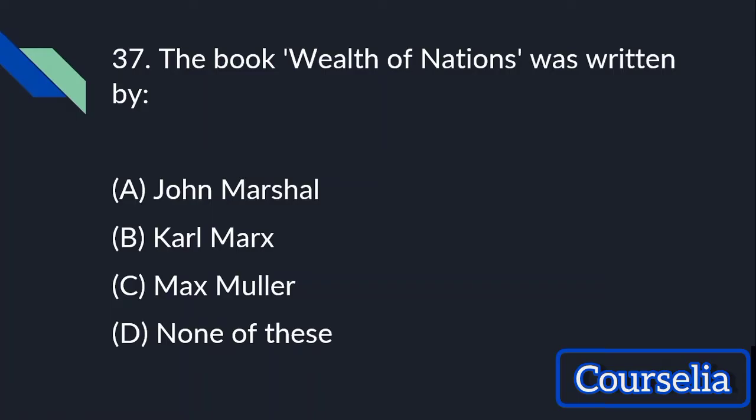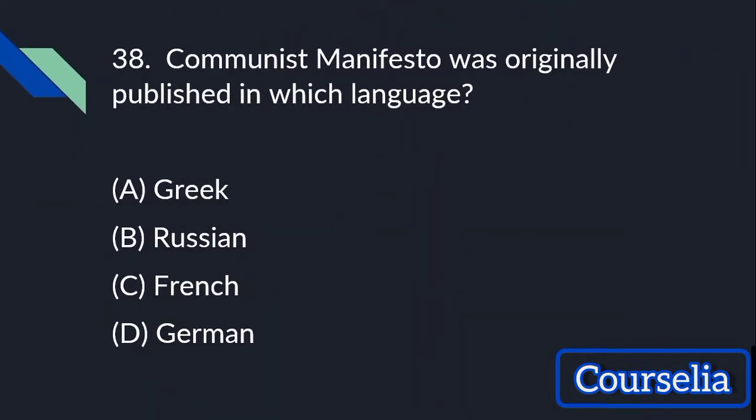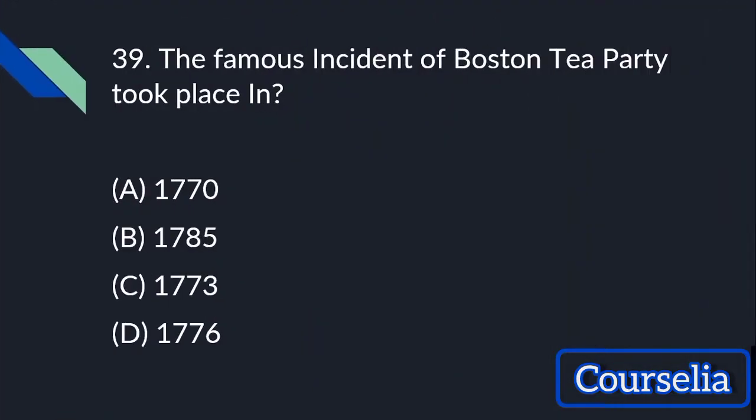The book Wealth of Nations was written by John Marshall, Karl Marx, Max Muller, none of these. Answer is none of these. It was written by Adam Smith. Communist Manifesto was originally published in which language? Greek, Russian, French, German. German. The famous incident of Boston Tea Party took place in 1770, 1785, 1773 or 1776.